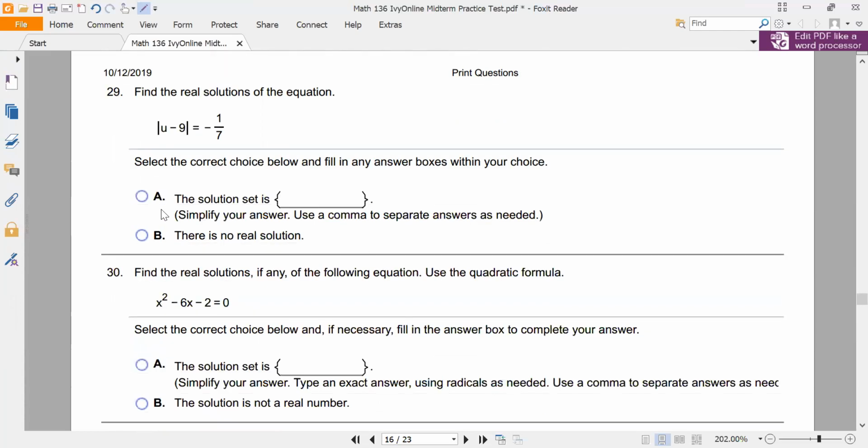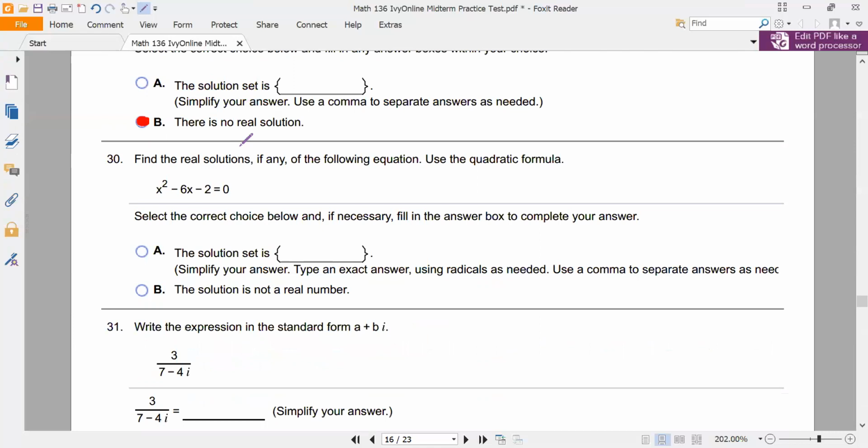Okay, finding the real solutions of the equation. Now this is another absolute value, but it's equal to a negative. This one, you don't need to do anything. Absolute value should always come out as a positive distance, so a positive cannot equal a negative. A lot of times people will solve this equation and then get answers, but none of them plug back in if you actually check. So if your absolute value is isolated and it equals a negative number, it is not going to be solvable.